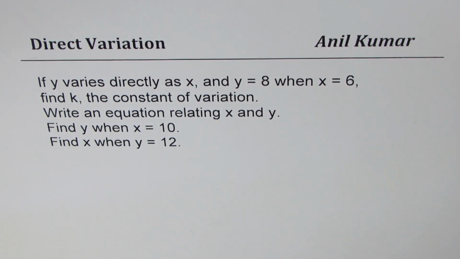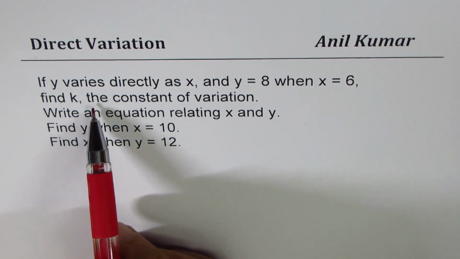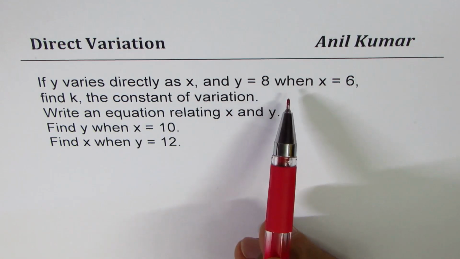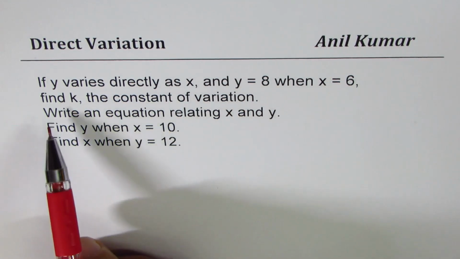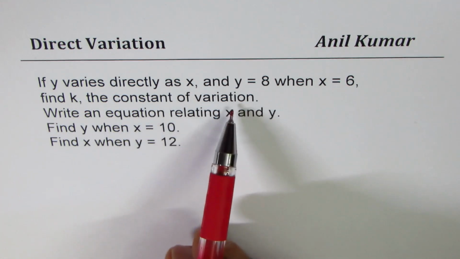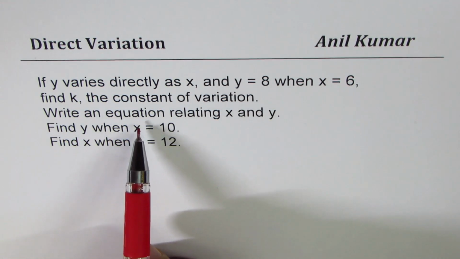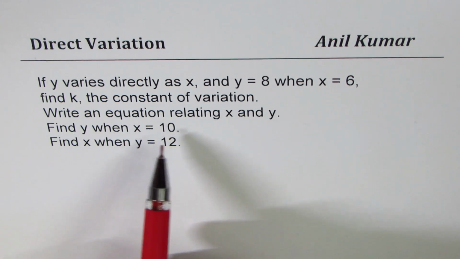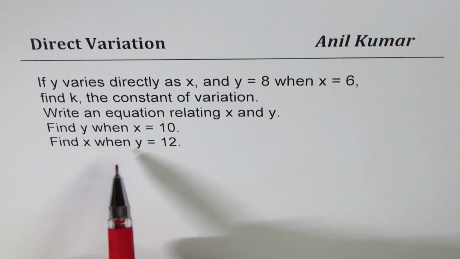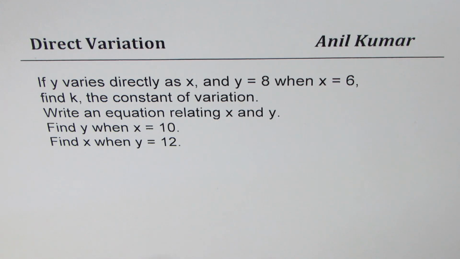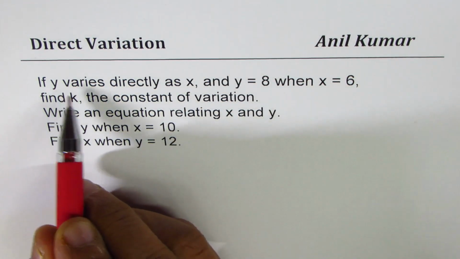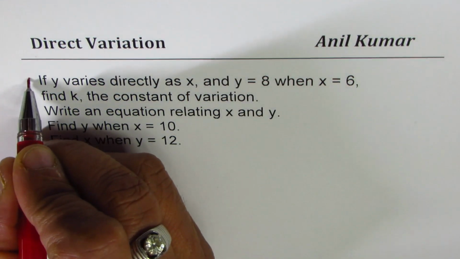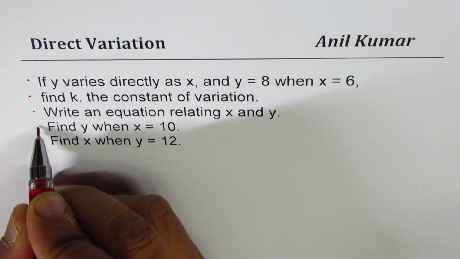The question is, if y varies directly as x and y equals 8 when x equals 6, find k, the constant of variation, write an equation relating x and y, find y when x equals 10, find x when y equals 12. Right? So we are given that y varies directly as x. That means we can write, let's see, we'll do one by one, all of them.